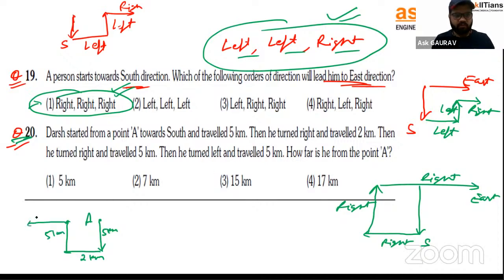Then he turned left. And this is again 5 kilometers. So how far is he from the starting point? Starting point is A, and this point is D. The distance of AD will be this 5 and this 2, 7 kilometers. Second option. Is that clear? Answer will be second option, 7 kilometers. Yes. Okay. Is that clear to everyone?